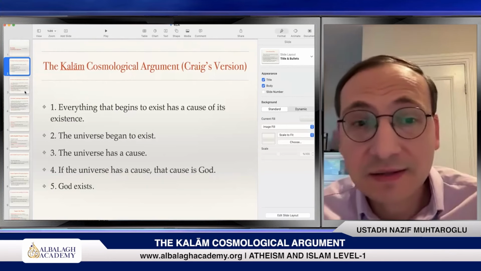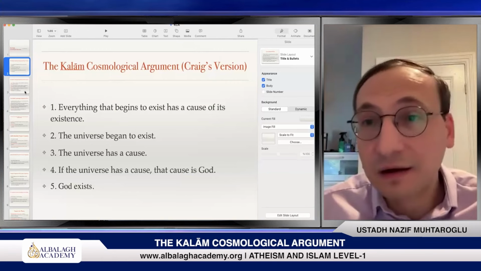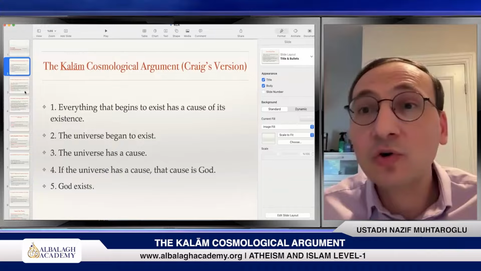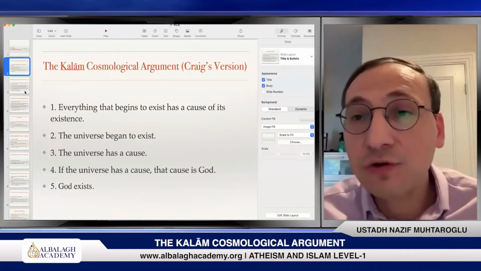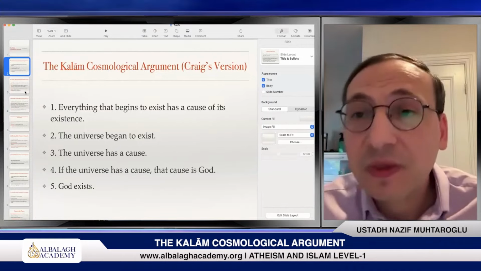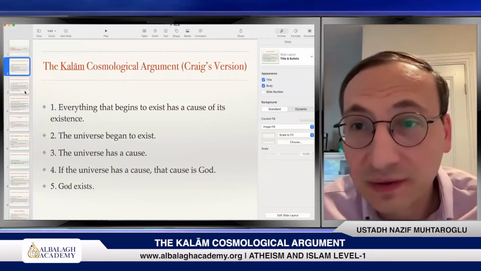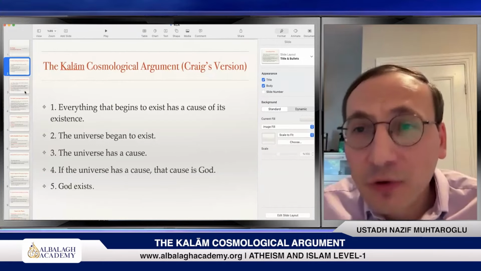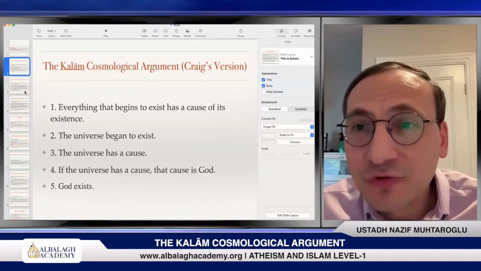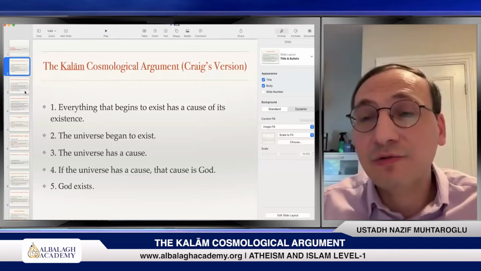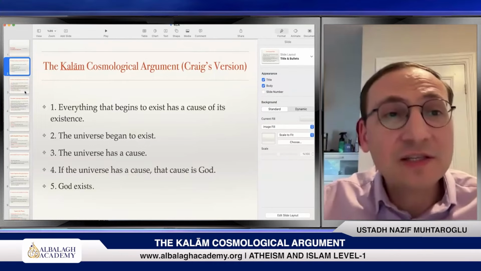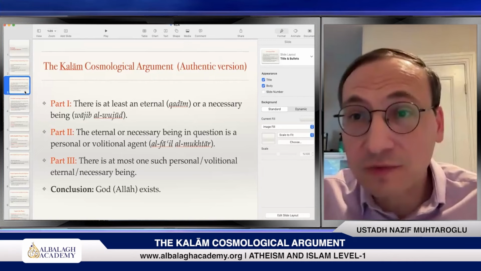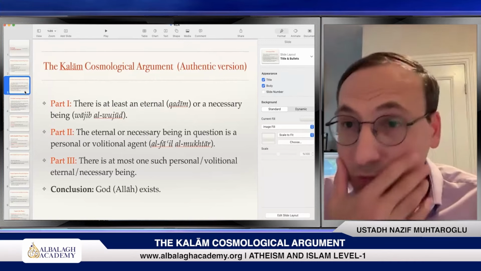It says that there is a cause. The universe is originated and there is an originator. The universe is muhdath and there is a muhdith. Okay? But this argument alone does not give us the existence of God. It needs to be put into a context of arguments to get this conclusion.